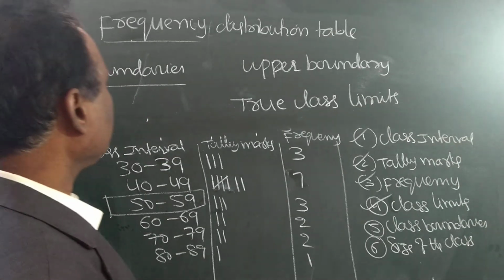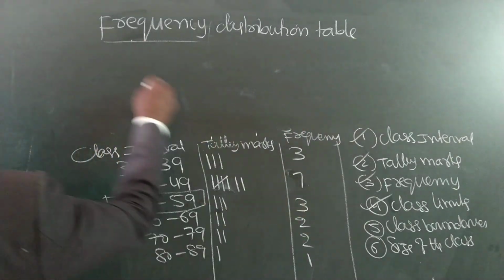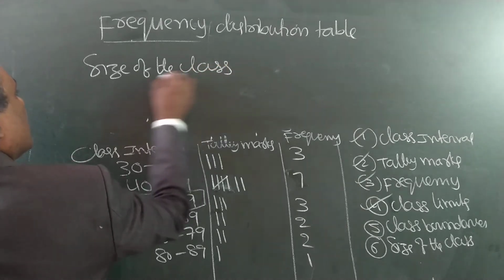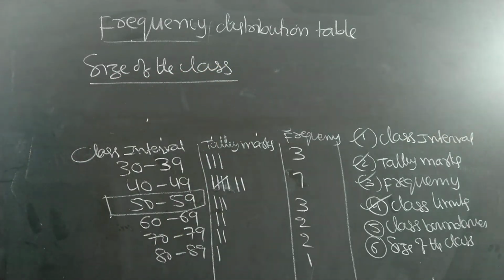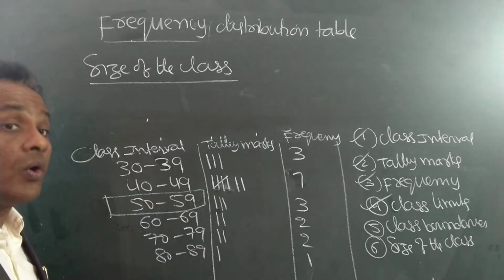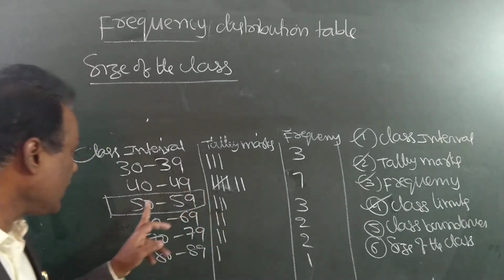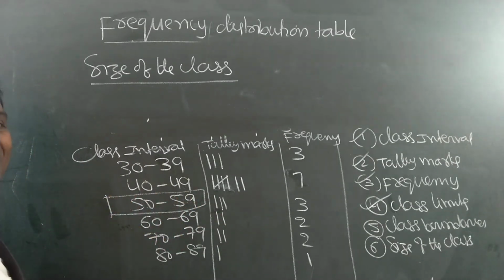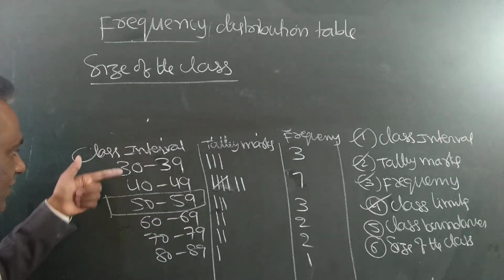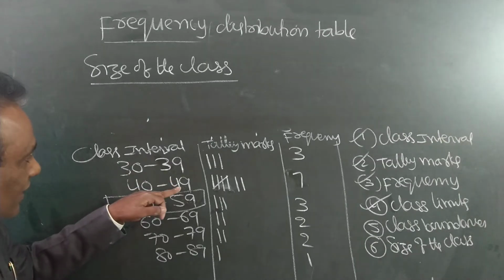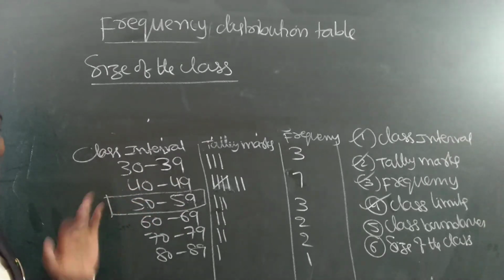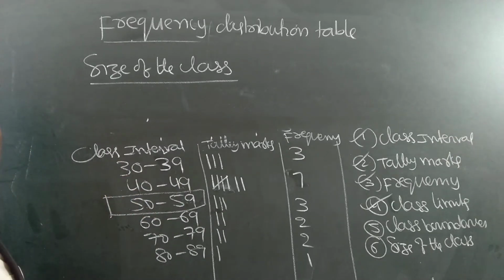Now the last point. Write down: size of the class. What is the size of the class? The size of the class is the difference between the boundaries. The upper boundary is 59.5, the lower is 49.5, the difference is 10. That difference is called the size of the class. Otherwise you can take 40 minus 30 is 10, or 49 minus 39 is 10. But 49 minus 40 is 9, and 9 is not the size of the class, 10 is.